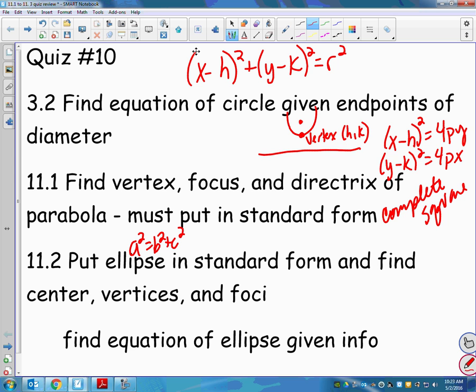Depending on which way it opens, it's x minus h squared over a squared plus y minus k squared over b squared equals 1. So it's always addition, but a is the bigger one. So if it's wider horizontally, it's going to be x over a. If it's taller than it is wide, then it's going to be y over a. And also, you're going to be given some information and have to find the equation. So there's 2 questions over ellipses.